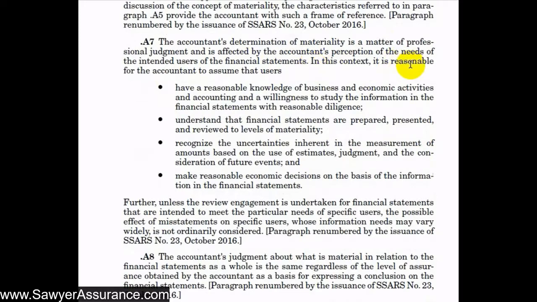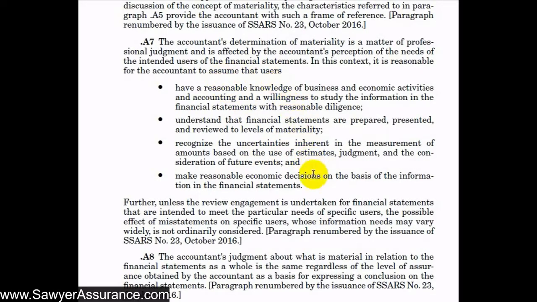And so, therefore, it's reasonable for us to assume that users have a reasonable knowledge of business and economic activities and accounting, and a willingness to study the information in the financial statements. We can assume these users also understand that financial statements are prepared, presented, and reviewed to levels of materiality, and therefore all misstatements may not have been found or adjusted away. Also, we should assume that users of the financial statements recognize uncertainties inherent in the measurement of amounts based on the use of estimates, judgment, and the consideration of future events. So there's a lot of estimates involved in financial reporting frameworks, so the users are aware of that.